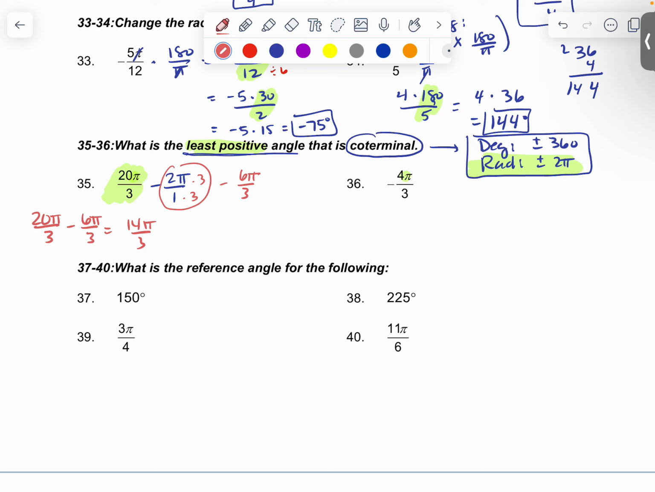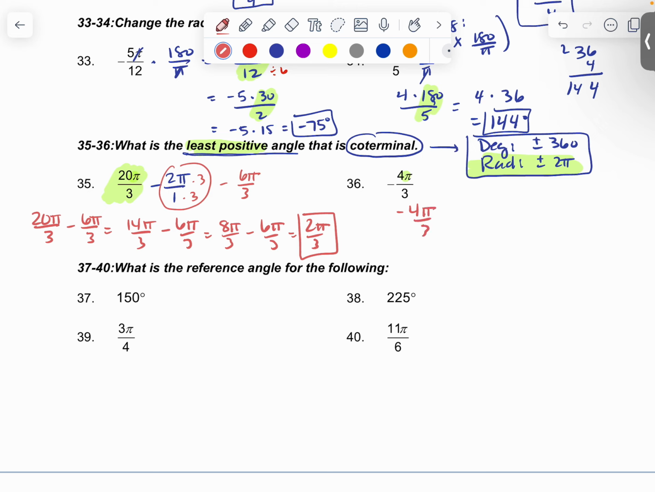Now, is that the smallest positive one? I think I can subtract 6 pi over 3 again. Let's do it again. So that's going to be 8 pi over 3. Is that the smallest one? Let's try again. I'm going to subtract 6 pi over 3 again. That gives me 2 pi over 3. Now, is that the smallest positive angle? I think so, because if I subtract 6 pi over 3 again, it's going to go negative. Does that make sense? Okay, same thing with this one, negative 4 pi over 3.